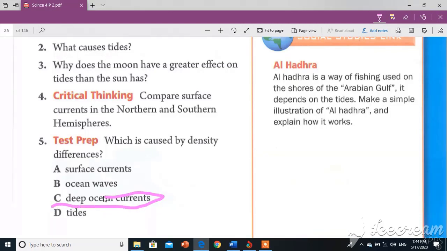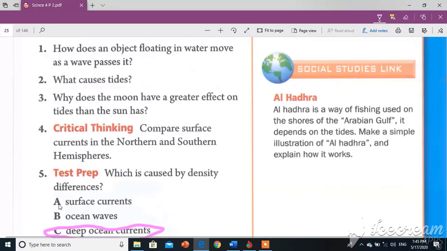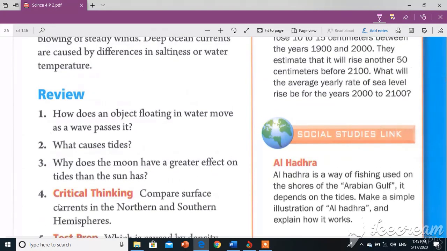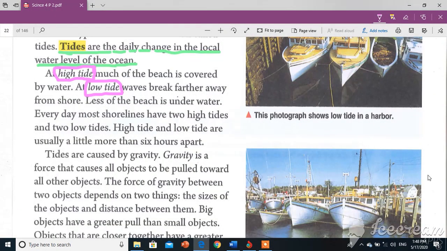Please students, restudy at home. You have to memorize tides and types of tides. Please, my lovely students, all of you, you have to restudy at home. You have to prepare yourself for the final examination. After it, you have to memorize tides. Tides are the daily change in the local water level of the ocean, and so you have to memorize also types of tides. Tides are two types: high tide and low tide.